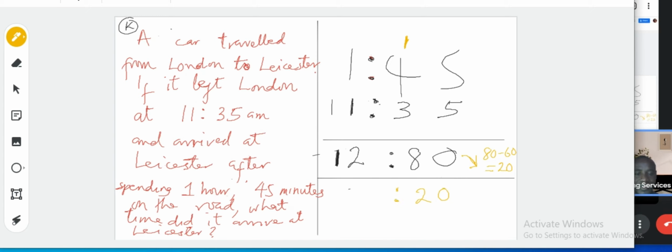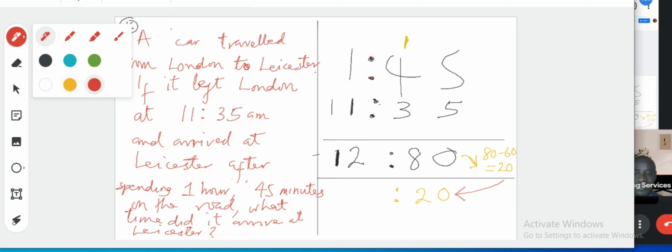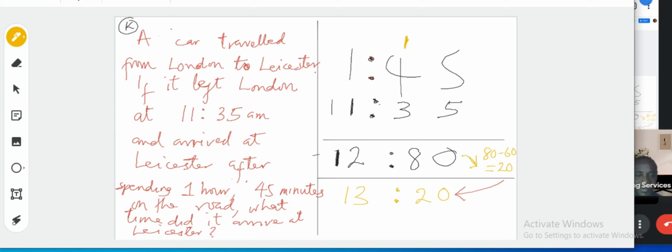And what will you write here? 12. It was originally 12. You are supposed to add 1 to the 12 because of the 60. Oh, 13. It becomes 13. So it arrived at Leicester at 13:20, which is 24-hour time.